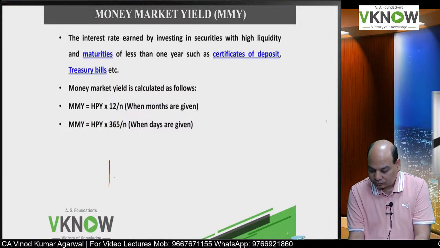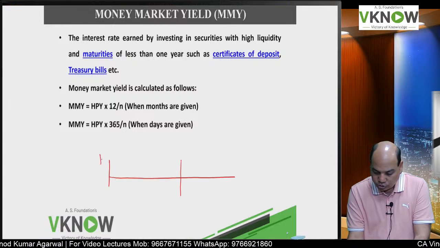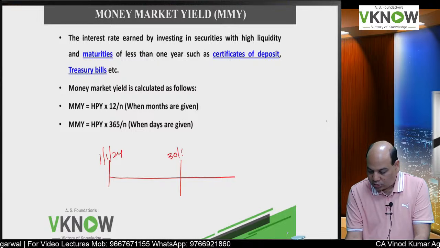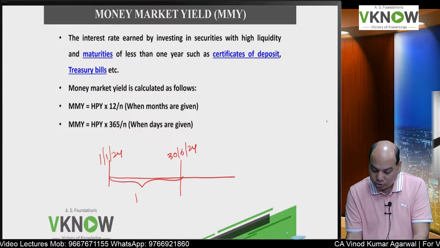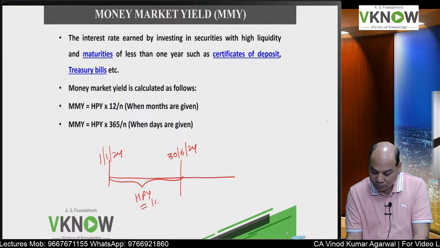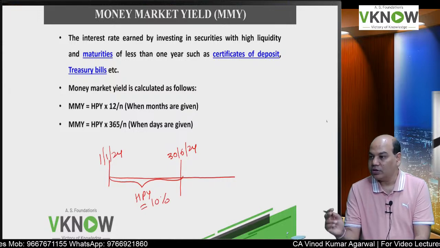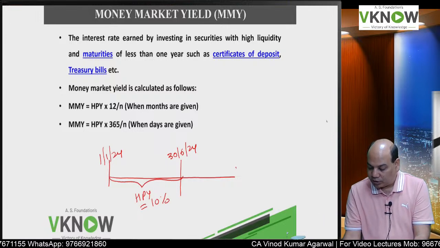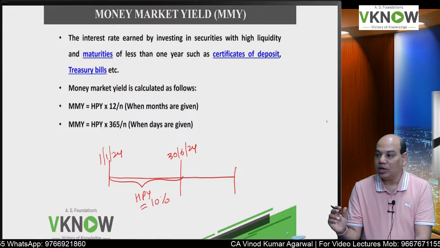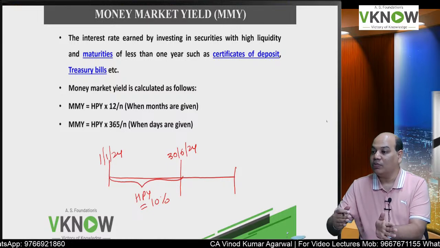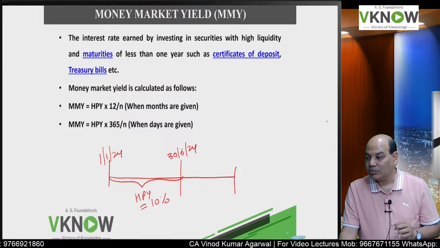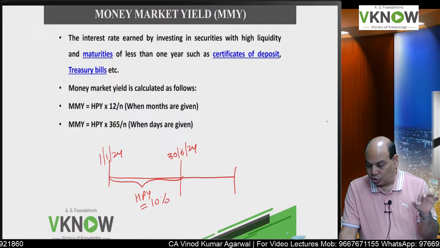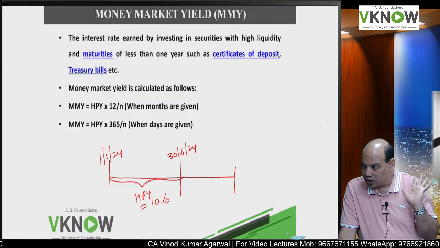Now let us say you purchase the bond on 1st January 24 and you are holding the bond till 30th June 24. So this is a 6 months period. Your holding period yield, let us say, is 10%. But that is 10% for how many months? 6 months. If I have to find out what is the equivalent annual yield, because to compare with other instruments in the market which are quoted per annum, you have to convert this also into per annum.